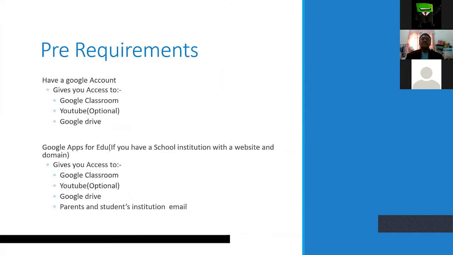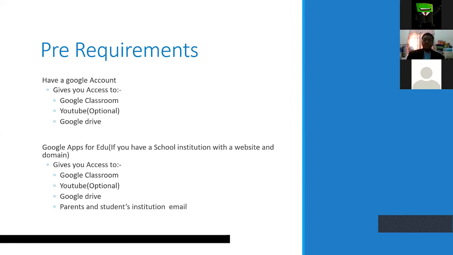The second type of access is Google Apps for Education. This is when you have a school institution that has its own website and its own domain. This gives you the same types of access such as the normal email, but when you use the Google Classroom, it will be integrated much more easily with your student domain and institution website. And this will give the students an institution email inside the Google Classroom. So there's no need for you to collect their own private emails to add to your own Google Classroom.